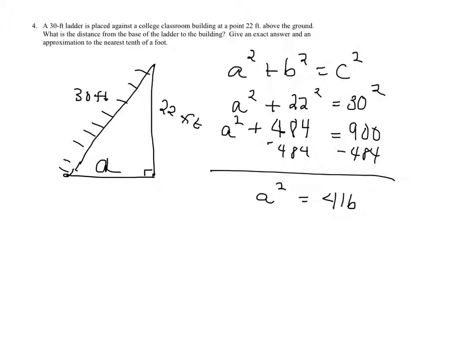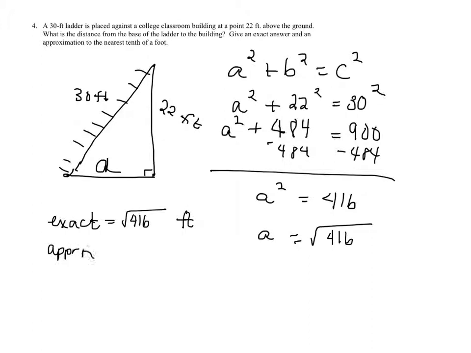And now I need to unsquare it. So I'm going to take the square root of both sides. So A is equal to the square root, because when you unsquare a square, it'll just go, because A is nice and positive. So the square root of 416. I'll pop it into my calculator. It says give an exact answer, so I have my exact answer. And that's the square root of 416. And it's feet.